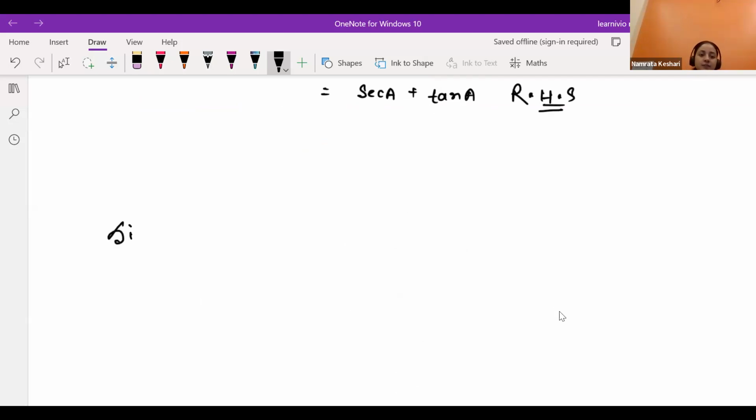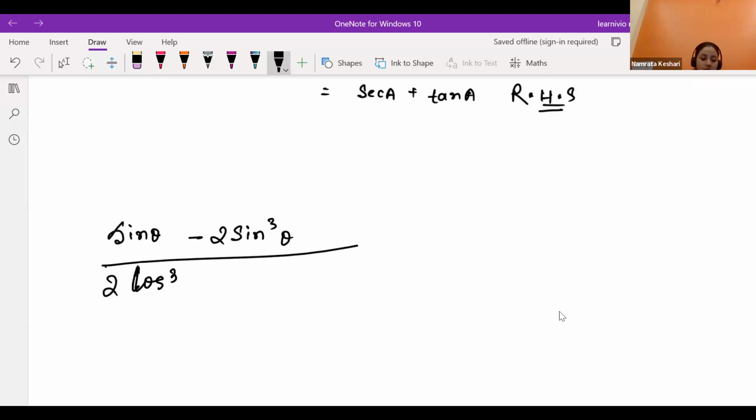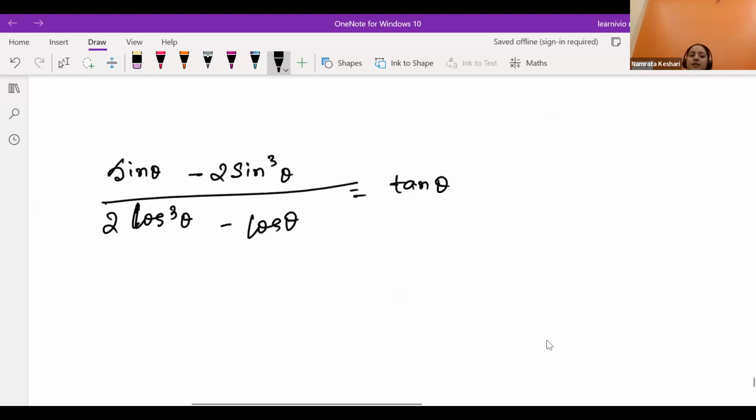Sine theta minus 2 sine cube theta over 2 cos cube theta minus cos theta is equal to tan theta. Let's prove it. The left hand side and right hand side both are the same. So just like any other question, we'll be taking the left hand side.